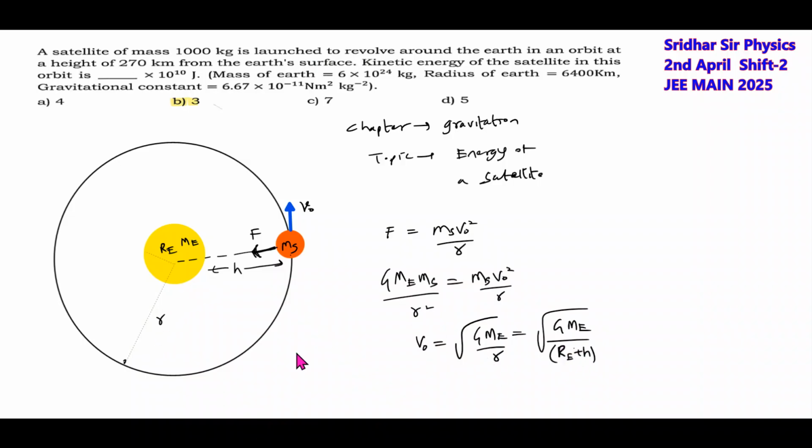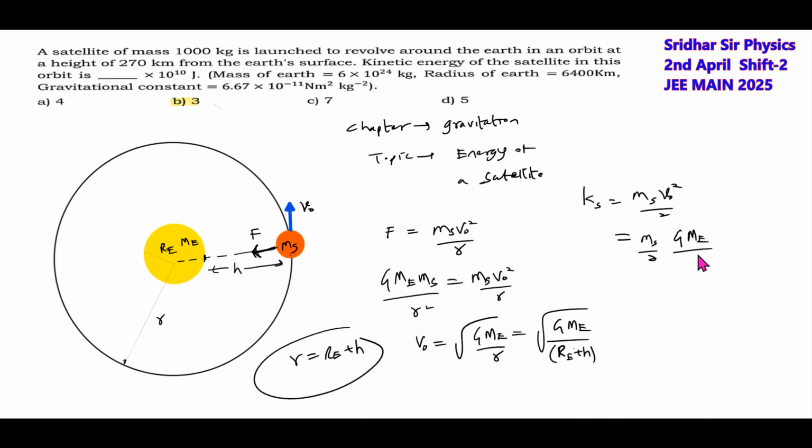What is the radius of the orbit? The radius of the orbit will be the radius of the Earth plus the height of the satellite from the surface. This is the surface, and this is h. We're asking for the kinetic energy of the satellite, which is m_s v naught square by 2, where v naught is the orbital speed. So it will be m_s by 2 times G M_e by (R_e plus h), which is G M_e m_s divided by 2 times (R_e plus h).